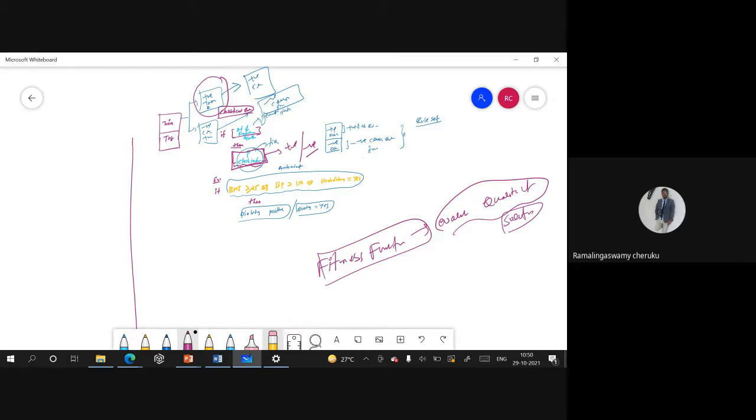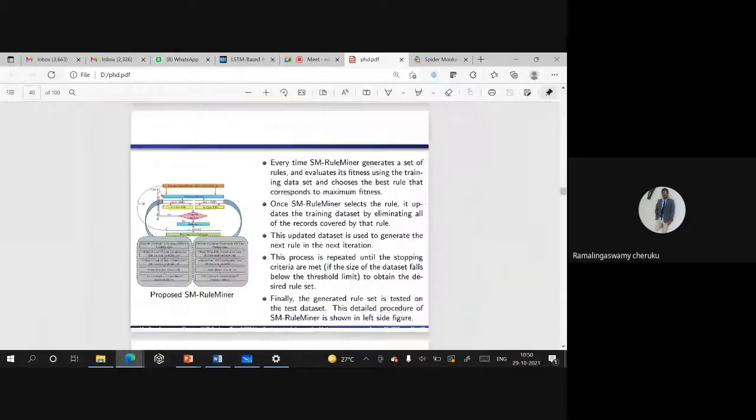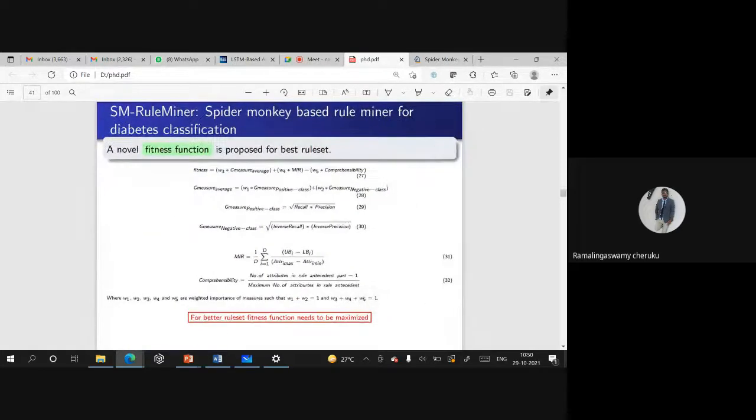Usually, based on the kind of measure selected, we will pose this problem as a minimization problem or a maximization problem. So in our case, we will see what criteria function we have chosen. The fitness function we have defined is a combination of the geometric measure, the average values of these geometric measures, the MIR, mean interpretable rate, and the comprehensibility. The comprehensibility talks about the compactness of the rules. We are usually not interested in rules which are too lengthy, but rules should be as compact as possible. Hence, to avoid generating longer or lengthy rules, we will take one measure that calculates the comprehensibility, the length of the rule.